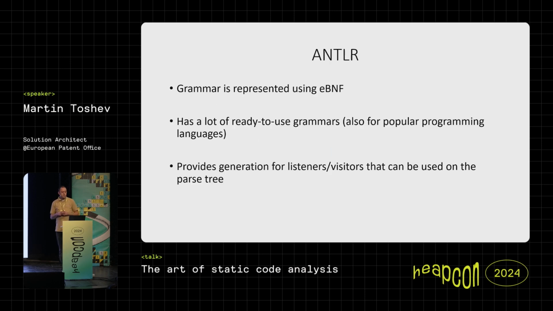In ANTLR, for example, grammars are represented using the extended Backus-Naur form. One of the main benefits of ANTLR is that it has a lot of ready-to-use grammars for many programming languages. It provides the possibility to generate listeners and visitors that can be used on the parse tree, meaning that we can listen for different types of events during the parsing of the source code and act upon those events. For example, we can extract source code metrics or look for potential issues in the source code and so on.